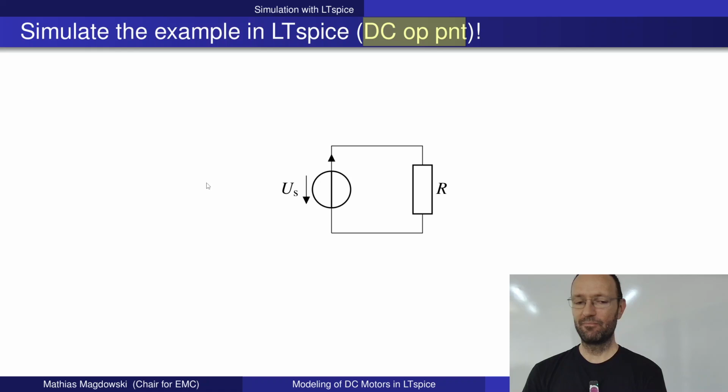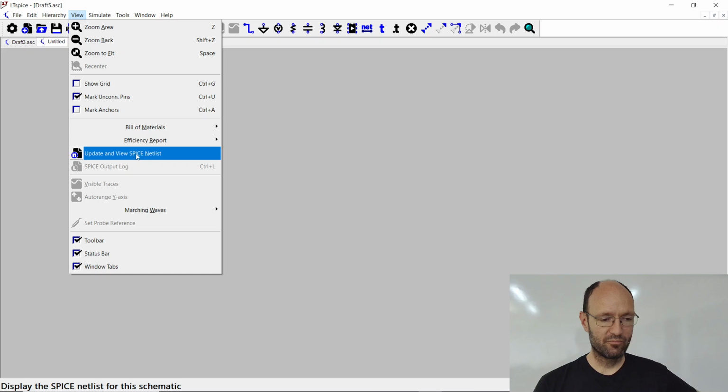So usually what happens is that here under View there is an option that says update and view the SPICE netlist. And if we open up this netlist, okay, there's not so much in this netlist now, because I think by accident I just created a new circuit. Okay, here's my original circuit.